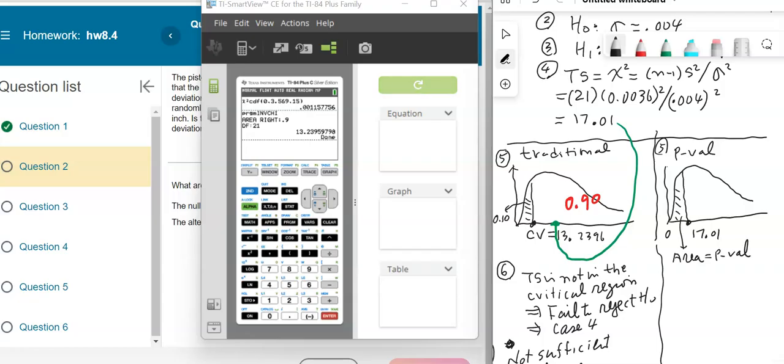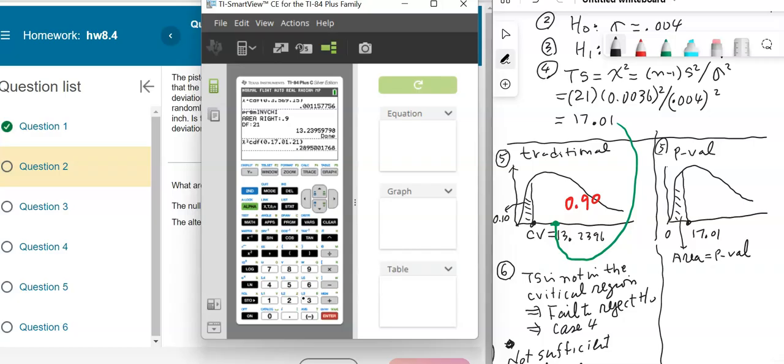Okay, so to find that area, you go to the second bars, and do you see chi-square CDF? There's a number 8. Okay, and lower is 0, and upper is 17.01. Degree of freedom is 21. And then you hit enter one more time.